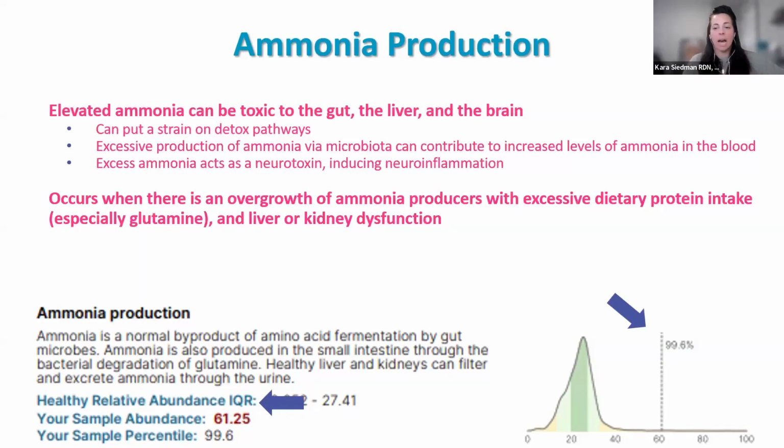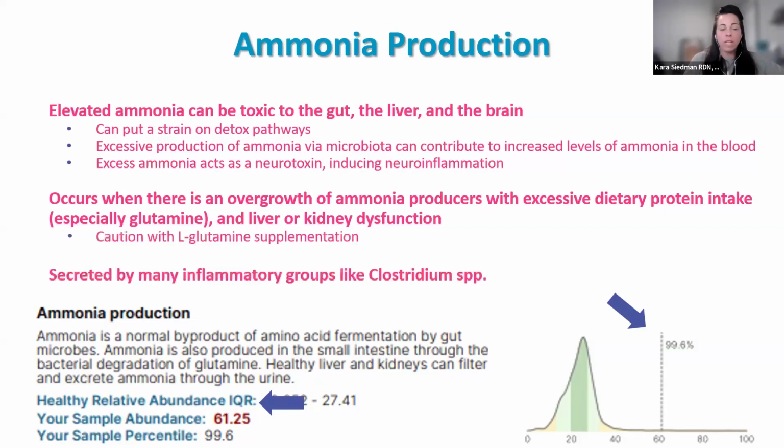So again, ammonia is one of those things where we know it can be pretty toxic to the brain, but this can also help give us insight into different supplements that we're using. Like if a lot of us use L-glutamine, which we know is used so much in the gut intestinal healing world, but if someone has a lot of ammonia producers and high ammonia production, L-glutamine is going to potentially feed those ammonia producers. So we may not want to give it to someone if we see this elevated ammonia. We know that ammonia is also secreted by some more of our dysbiotic bacteria.